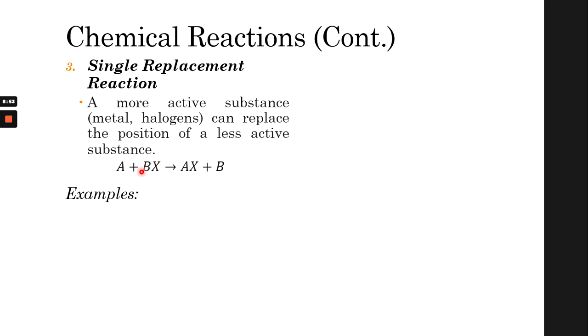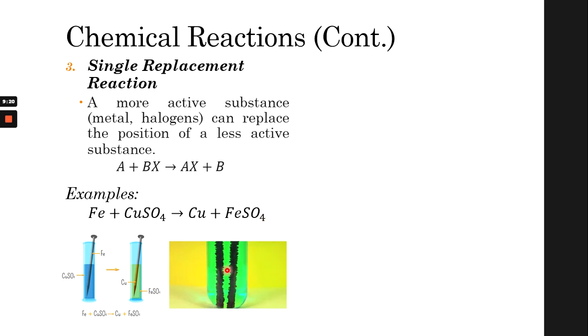Here's an example of a single replacement reaction, wherein you add iron to copper sulfate. Since iron is more reactive than copper, the copper is being replaced by the iron. In the end, you have copper plus iron sulfate.